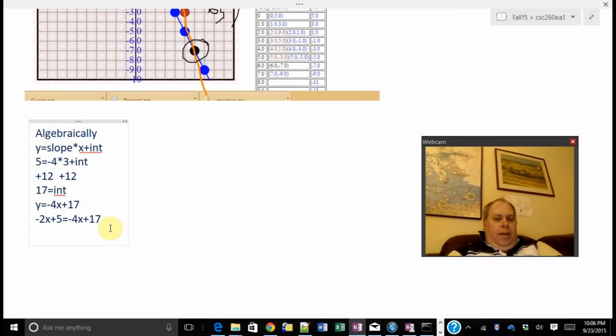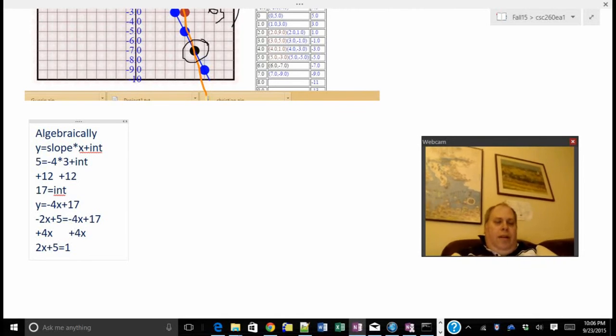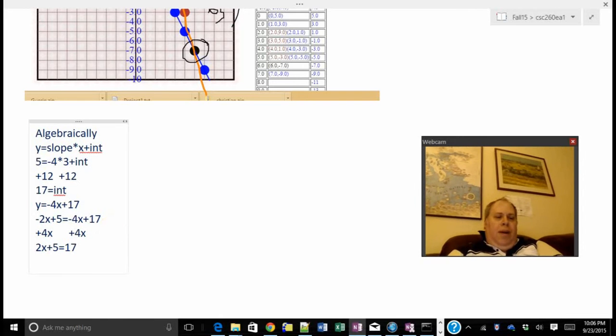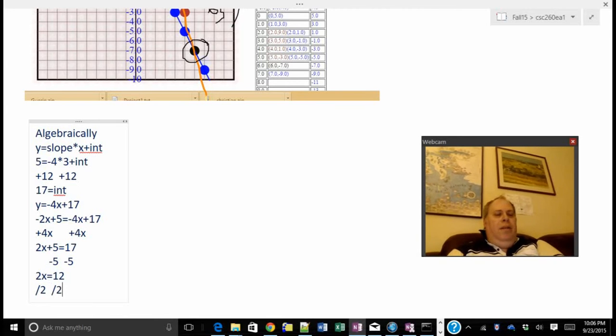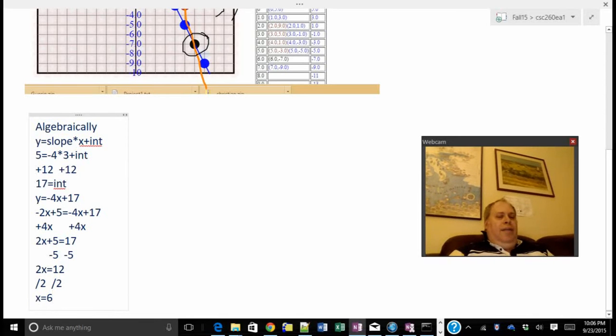So let's start by adding 4x to both sides, so that all the x's are on one side. And we'll get 2x plus 5 equals 17. Now let's subtract 5 from both sides. And that'll give us 2x equals 12. We divide both sides by 2. And we get x by itself equals 6. The whole point of doing all this algebra is to get x by itself. That doesn't always work algebraically, but it works a lot.